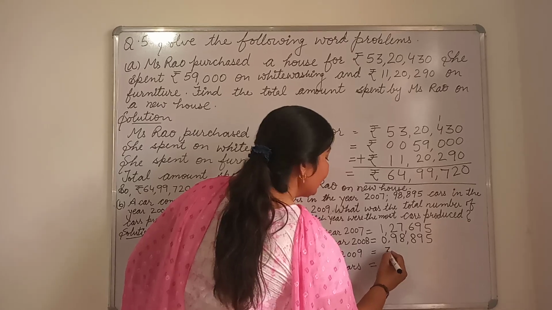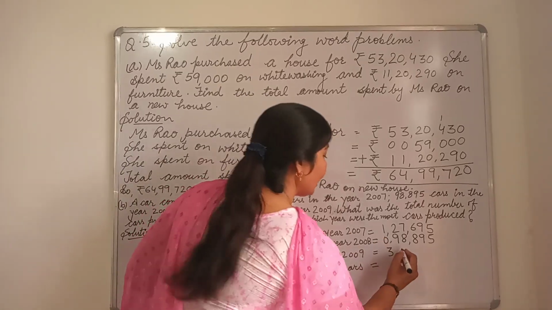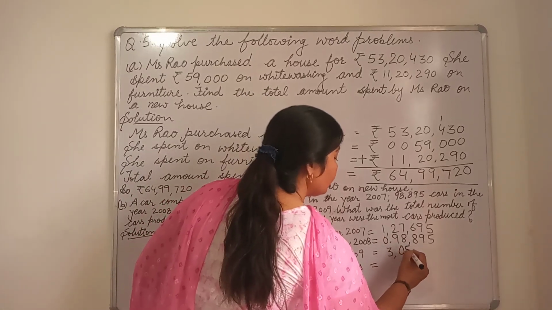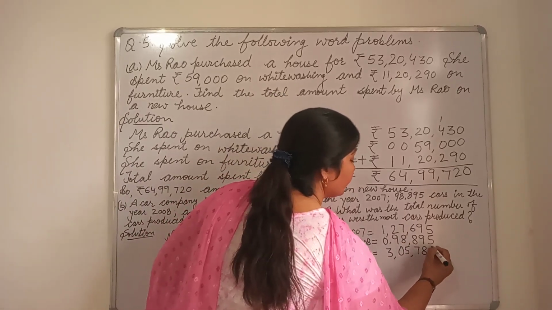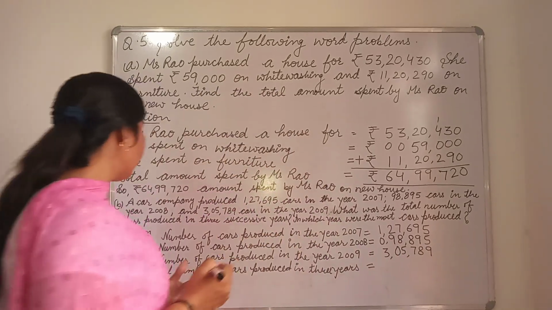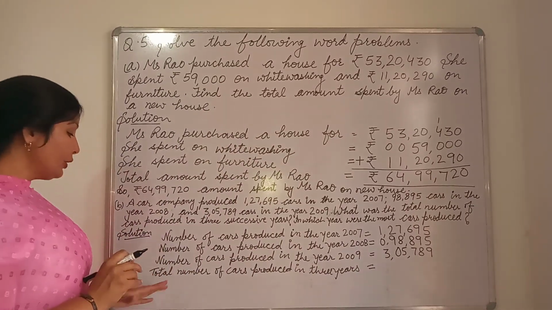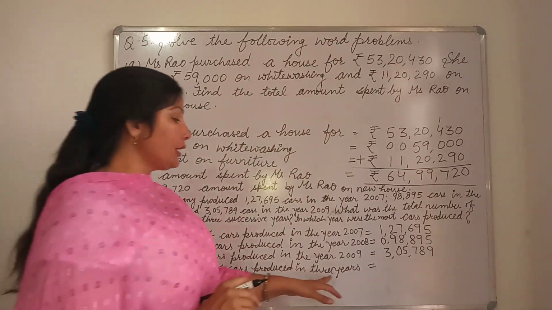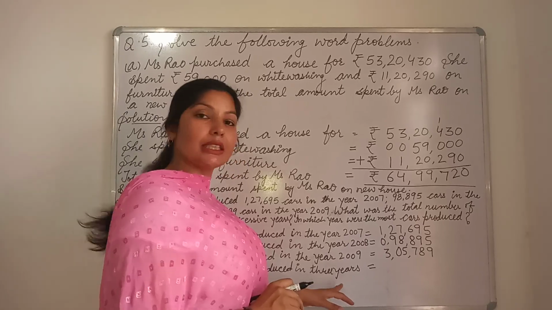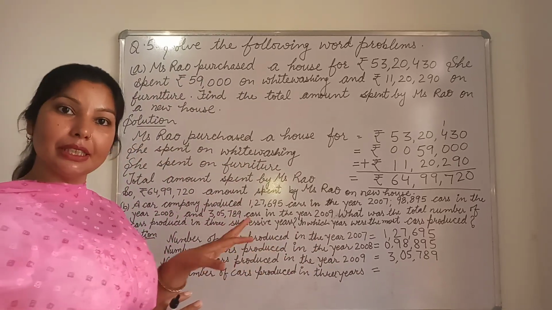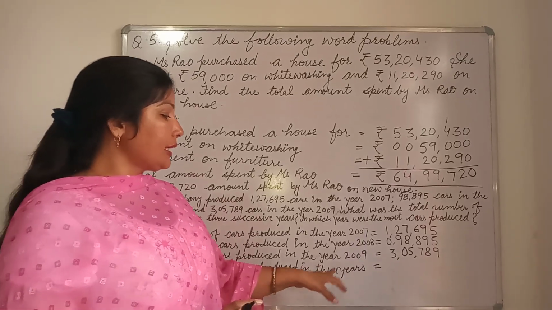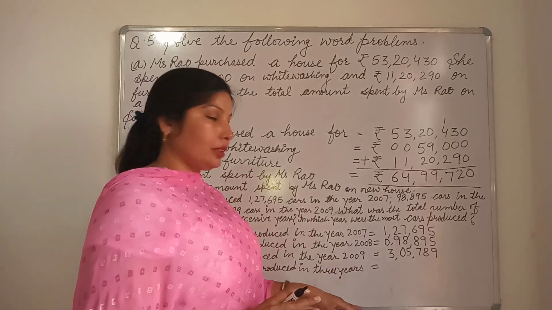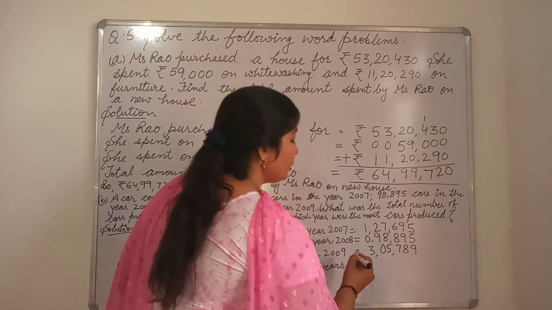Now there is 3,05,789. Now for total number of cars, what do we do? We will do plus. Total number of cars produced in 3 years. Here we can use successive also, and if we are not using, that's also correct. Total number of cars produced in 3 successive years, 3 years. Okay. Now for that we will do plus.